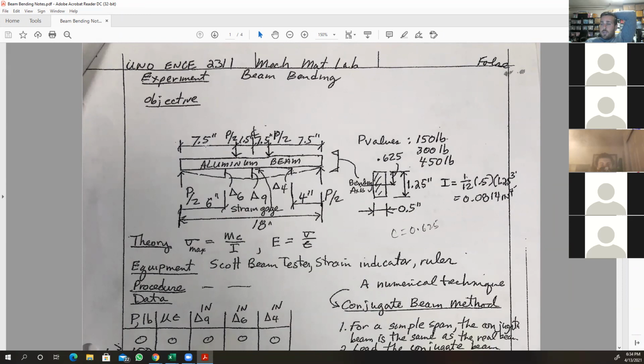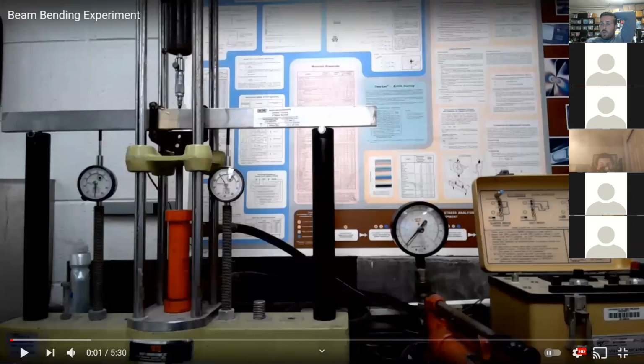So 7.5, P over 2. The 7.5 is the distance from the left support to the point where the load is applied. So this is your left support, and this is the first loading point right here. Are you guys able to see my mouse? Yes, sir. Okay. So this is the first loading point, and this is the hydraulic pump.